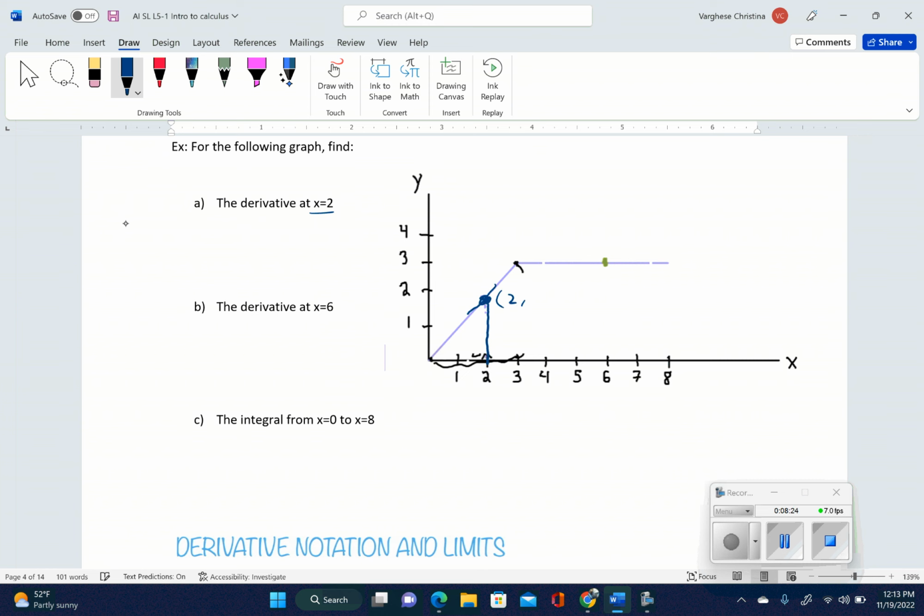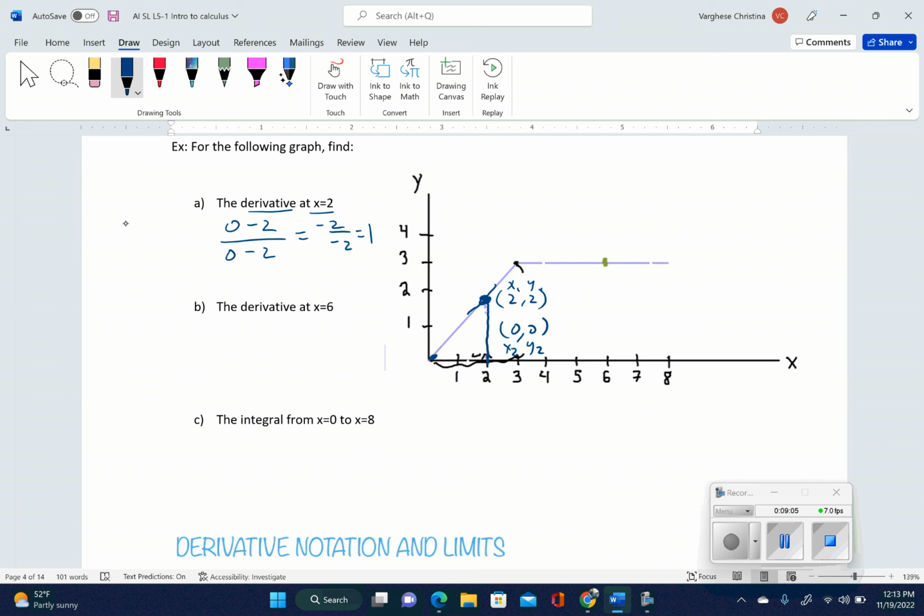So this coordinate here is (2, 2), and I can see that (0, 0) is another coordinate along this line right here. So I can find my derivative or my slope, right? Here's x1, y1, here's x2, y2, and all I have to do is plug this in, right? So 0 minus 2 all over 0 minus 2. And when I do this, I get negative 2 over negative 2, which is equal to positive 1. So my derivative or my slope at 2 is 1.